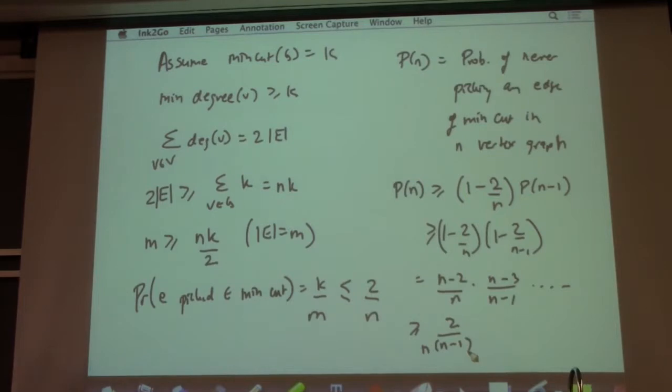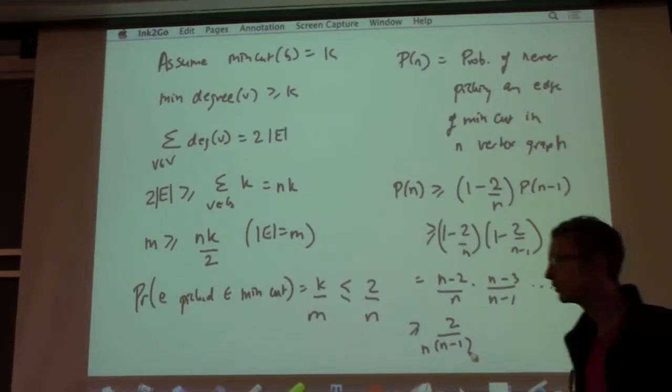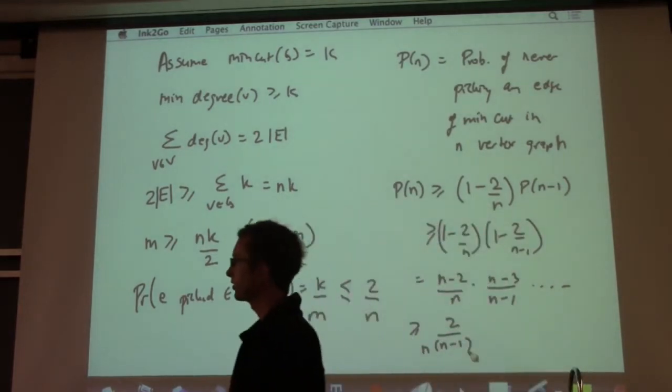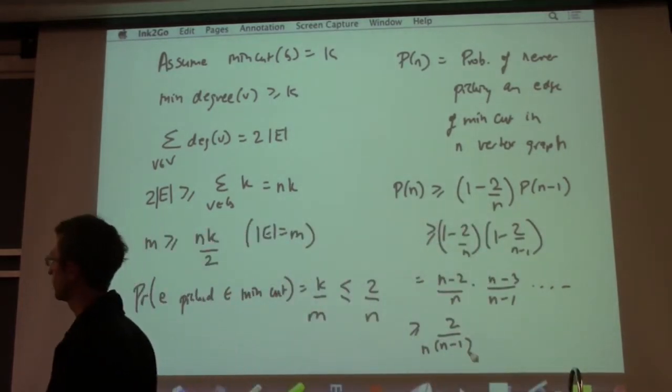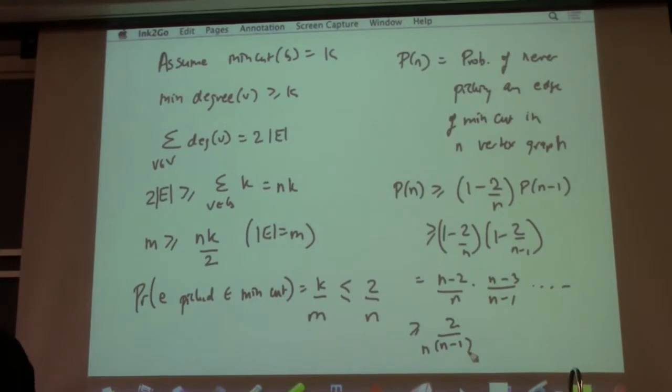Can you explain the P_n? I did not understand how to do the P_n for n greater than 1. So P_n is the probability of success with an n-vertex graph. When you say success here, you mean never touching an edge of the min cut. Yes, success is that. The probability of success there is the probability of making the first move correctly, then recursively having success there.